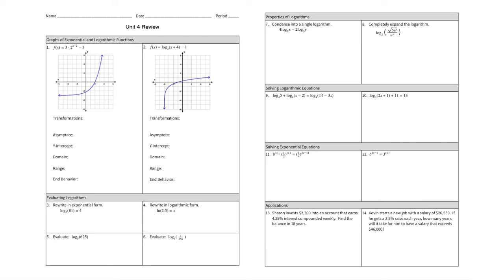Hey guys, today we're going to be doing the Unit 4 review. Remember that tomorrow we will be having our test over everything that's covered on this review.